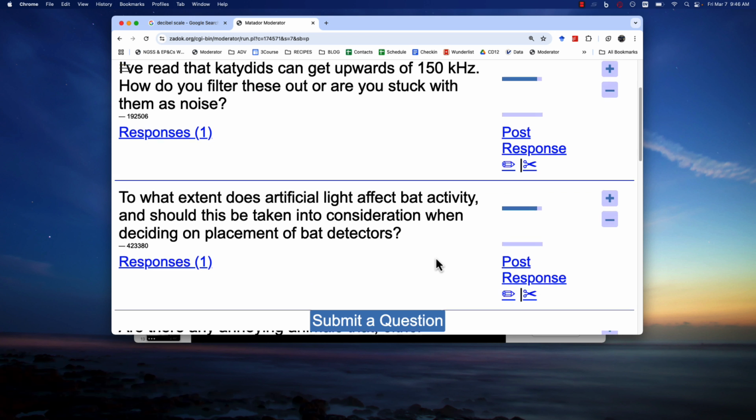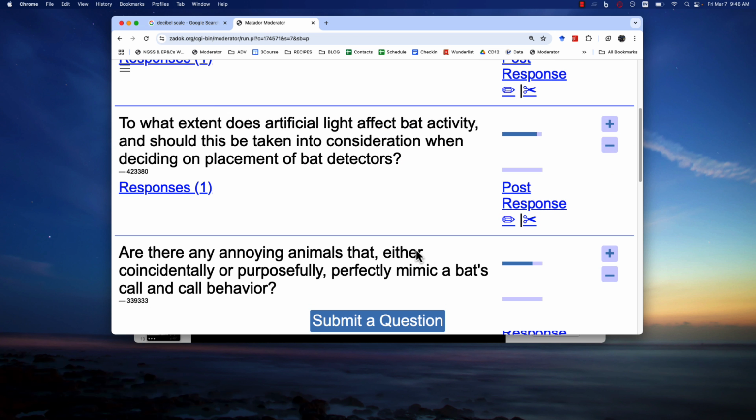Let's scroll down to our next couple questions here. The next one is, to what extent does artificial light affect bat activity, and should this be taken into consideration when deciding on placement of bat detectors? What a wonderful question. This would be a perfect research project for our class where you could test that out. It's very easy to test out.